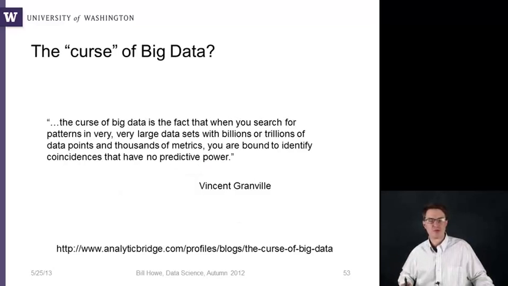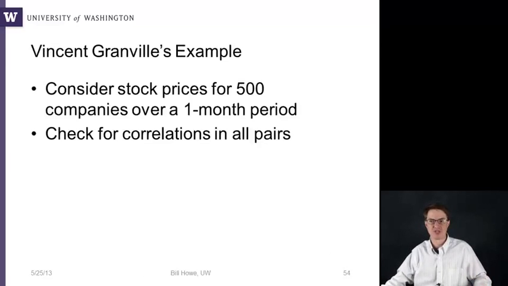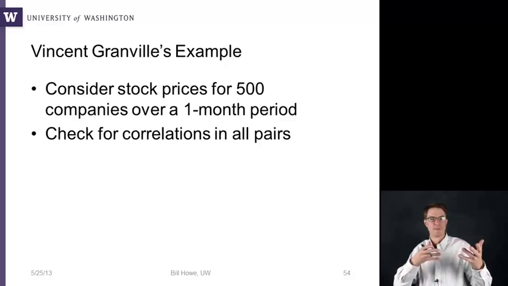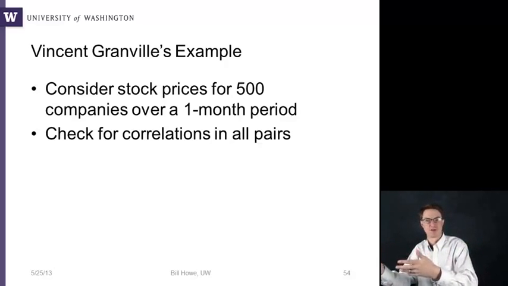Well, there might be a view that there's the curse of big data, as Vincent Granville put it, which is the fact that when you search for patterns in very, very large data sets with billions or trillions of data points and thousands of metrics, you are bound to identify coincidences that have no predictive power. The example he gives is to consider stock prices for some large number of companies over a 1 month period, and then you check for correlations in all pairs. And actually it doesn't stop there, because that would be over the exact same 1 month period, but you might want to account for lags. Perhaps the stock price of Google a few days later affects the stock price of smaller companies that depend on Google.